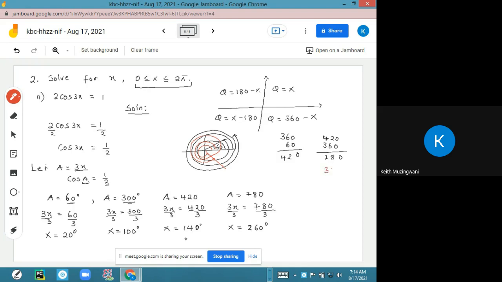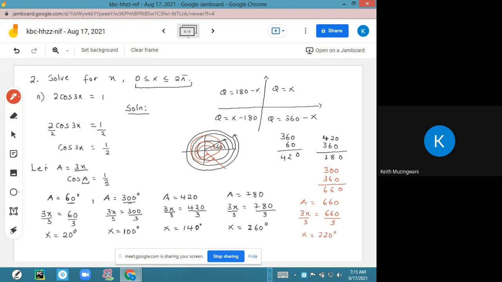So 300 plus 360, so we get 660. So I'm saying 3x is equal to 660, divided by 3, divided by 3. So we get x is equal to 220. x is equal to 220.